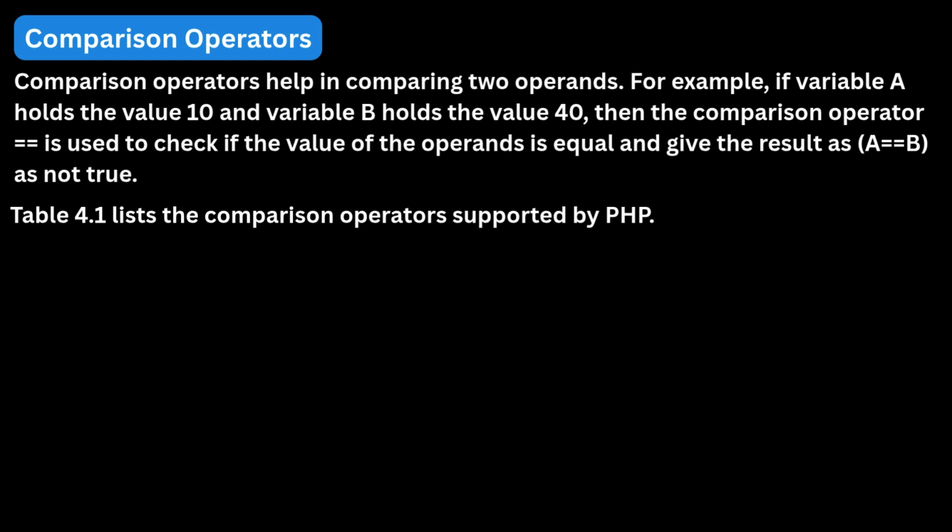To understand this better, consider a quick example. Suppose variable a stores the value 10 and variable b stores the value 40. If we use the comparison operator ==, PHP will check whether the value of a is equal to the value of b. In this case, since 10 is not equal to 40, the expression a == b returns false. This is an essential concept because comparison operators typically return either true or false. And these results are often used inside conditional statements like if, else, and switch to control how the program behaves.